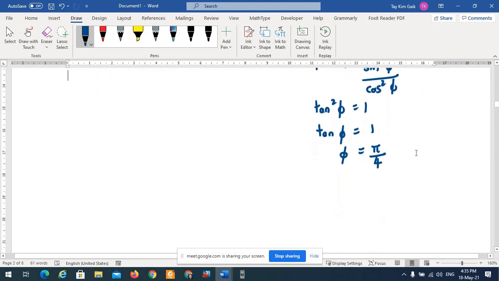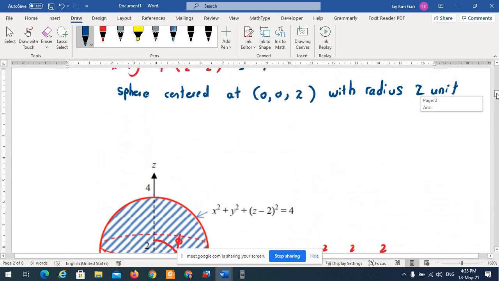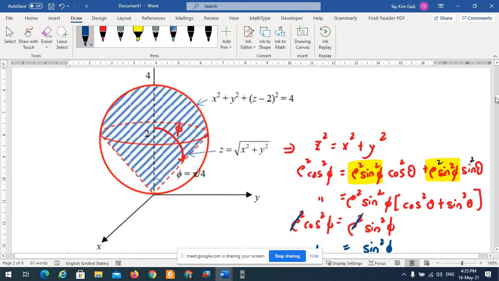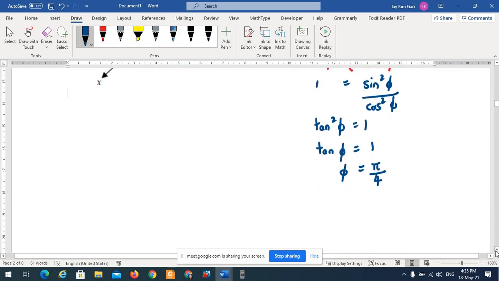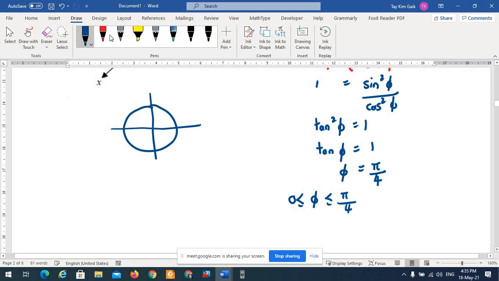So does anyone have questions on finding the phi here? So phi is from 0 to pi over 4. Theta is 0 to 2 pi. Theta, because the projection is a circle, is a full circle, so theta goes from 0 up to 2 pi. Because on the xy plane you get a full circle, so theta is 0 to 2 pi.